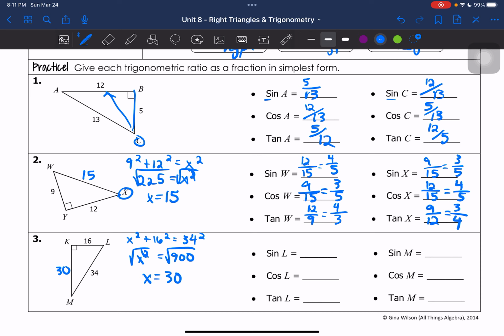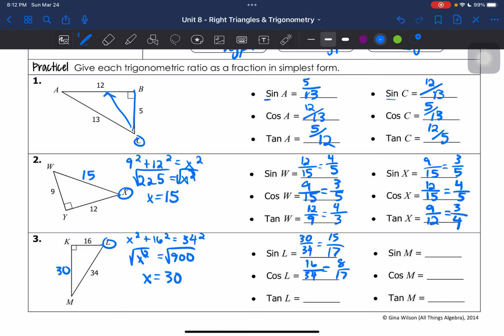And now I'm going to find out what the trigonometric ratios are for angle L. So for angle L, the sine of that is going to be opposite over hypotenuse, so 30 over 34. If I were to simplify this, I notice that the number 2 goes into both of them. So 30 divided by 2 is 15, and 34 divided by 2 is 17. So that's that fraction in simplest form. Next, I'm going to find the cosine. So the leg that's adjacent to it is 16, and the hypotenuse is still 34. So I have 16 over 34. This would simplify to 8 over 17.